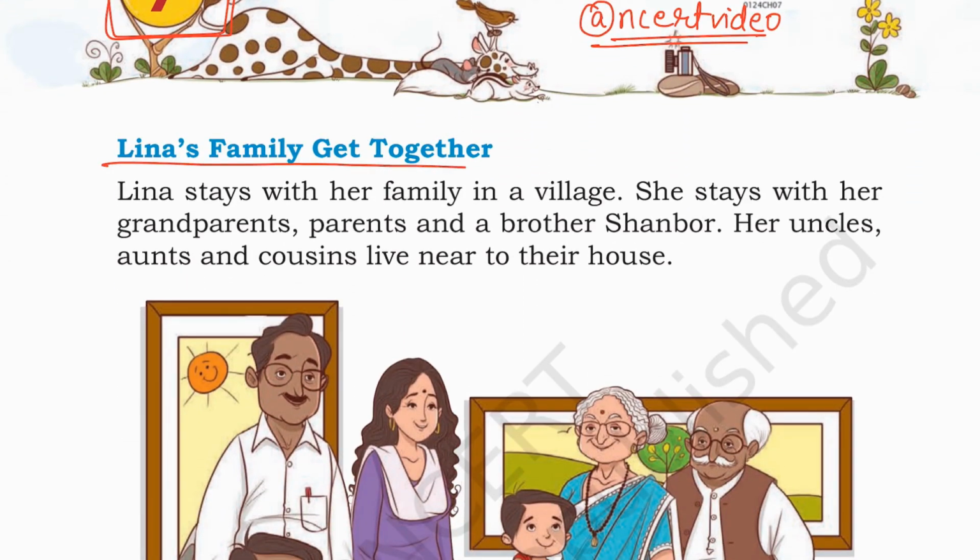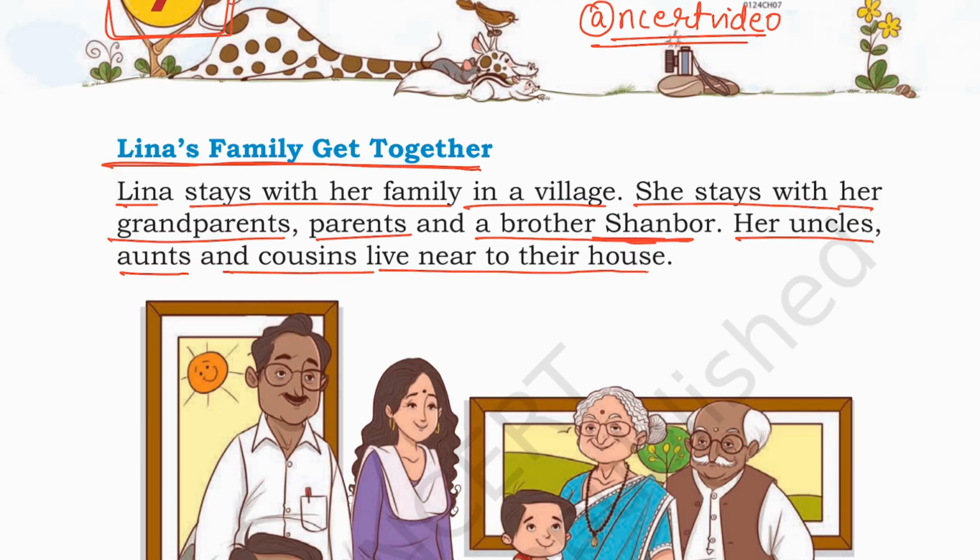Lina's family get together. Lina stays with her family in a village. She stays with her grandparents, parents, and a brother Sanbor. Her uncles, aunts, and cousins live near their house.